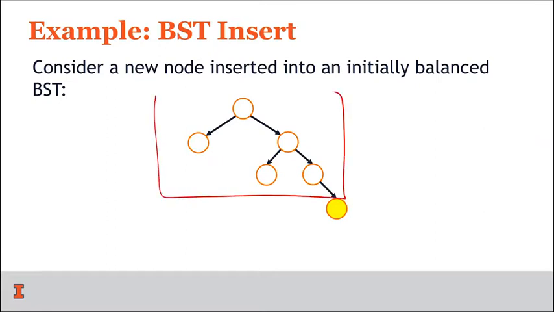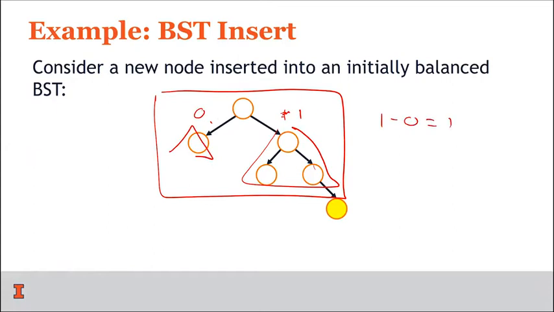This binary search tree was initially balanced. We know it's balanced because we can check the balance factor of every single node, which is the height of the right child minus the height of the left child. The height of the right child in this original tree is simply going to be 1. The height of the left child is 0. And doing 1 minus 0, we see the balance factor of the root node is 1.